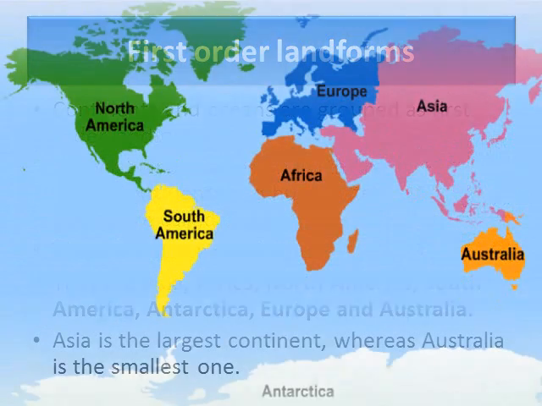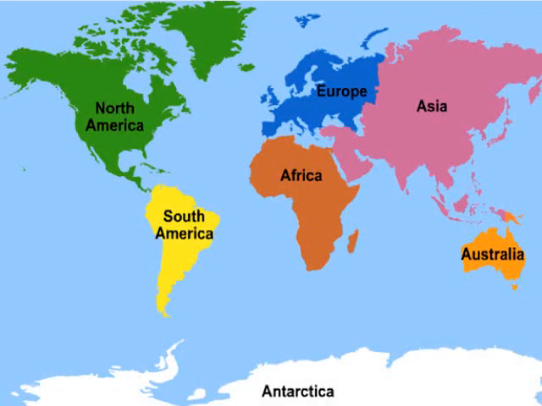The 7 continents can be seen in the picture there. You can see North America in green, South America in yellow, Africa in orange, Europe in blue, Asia in pink, Australia in orange and Antarctica as white.